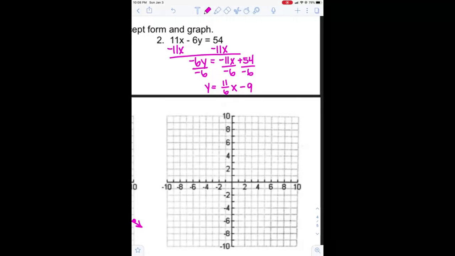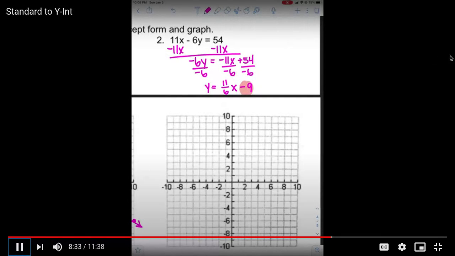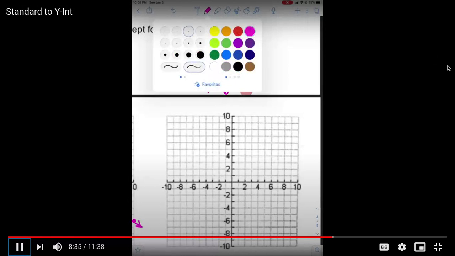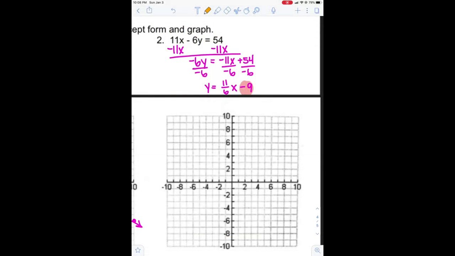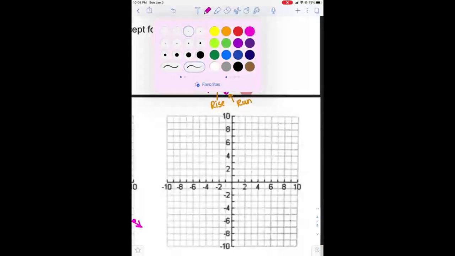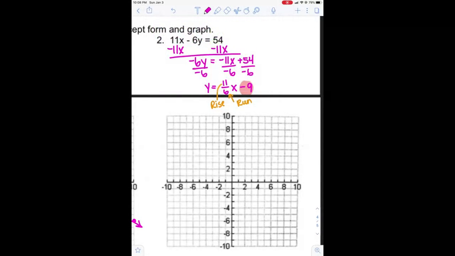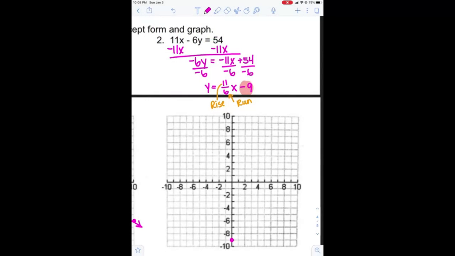So that 11 over 6 becomes positive, because remember when we divide two negatives, so like -11 over -6, it gives us a positive number. So the only thing that changes there is we just get rid of the negative signs. And remember, 11 here is going to be our rise, and 6 is going to be our run, while -9 is going to be our y-intercept. So I'm going to go ahead and graph that. I'm going to go up 11 and over 6.